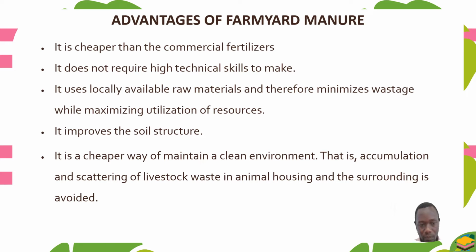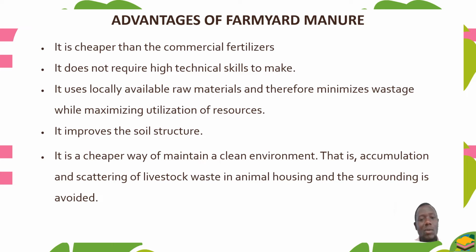It uses locally available raw materials and therefore minimizes wastage while maximizing utilization of the resources. Therefore, we know that with farmyard manure, we use locally available resources. In such a way, we are minimizing the wastage, at the same time maximizing utilization of the resources.